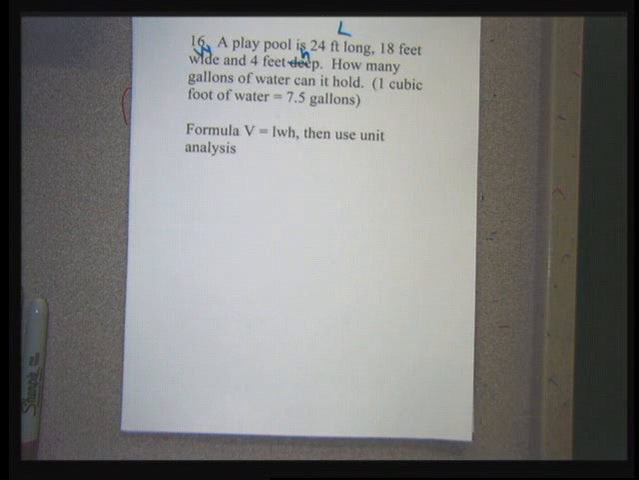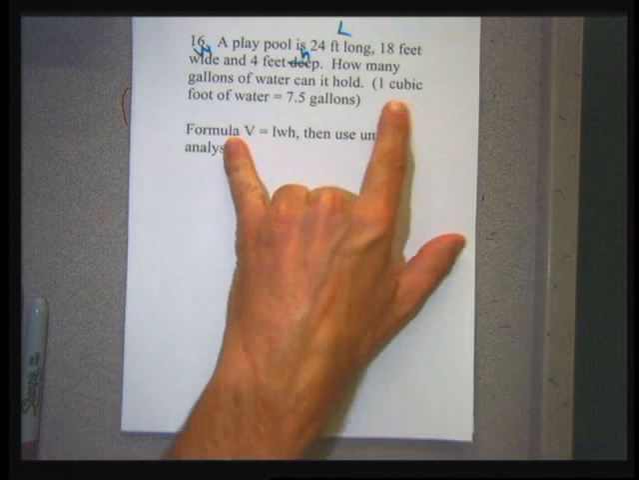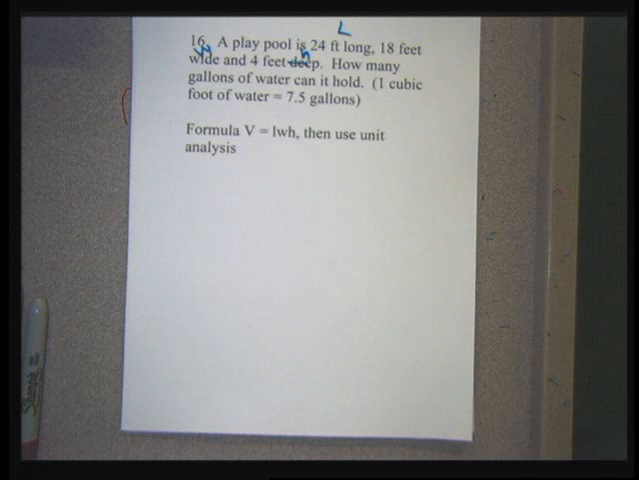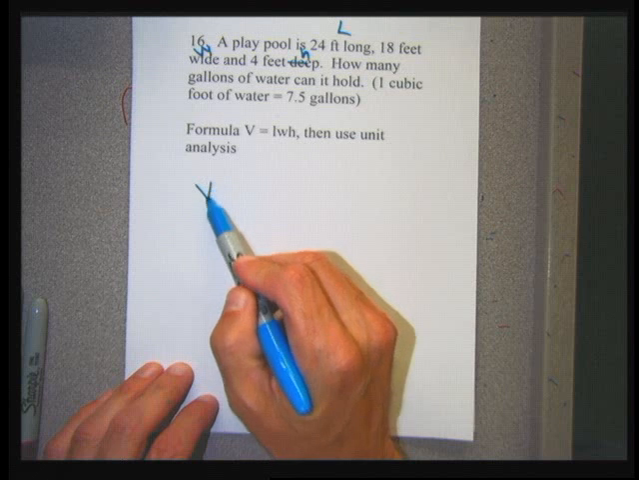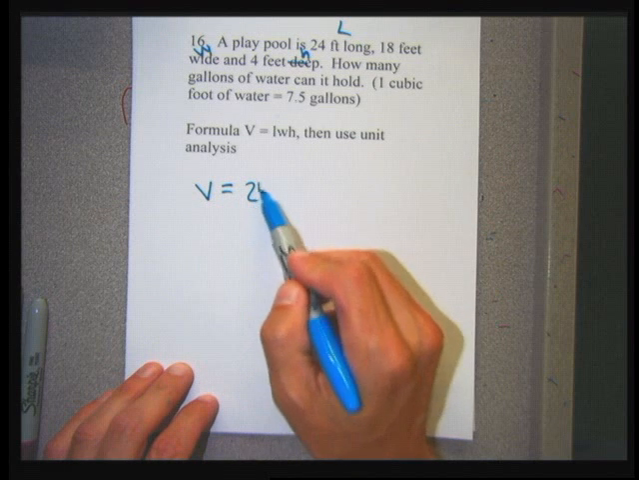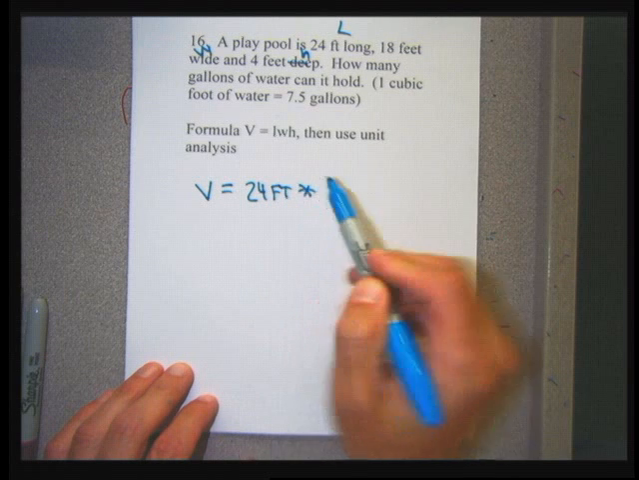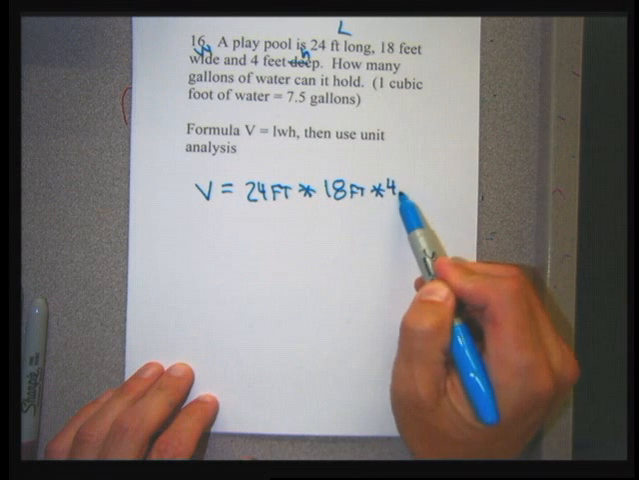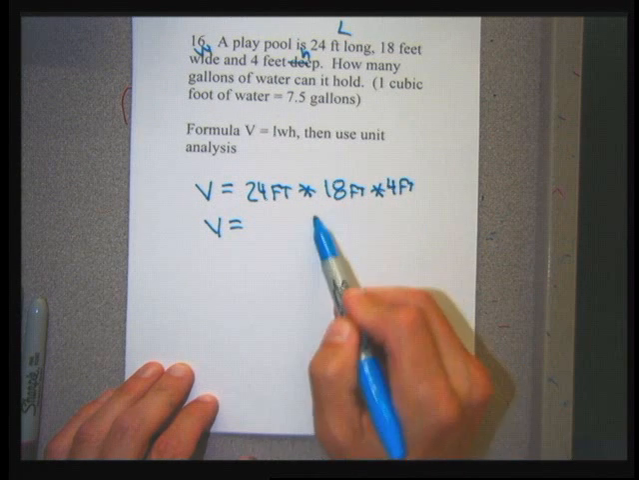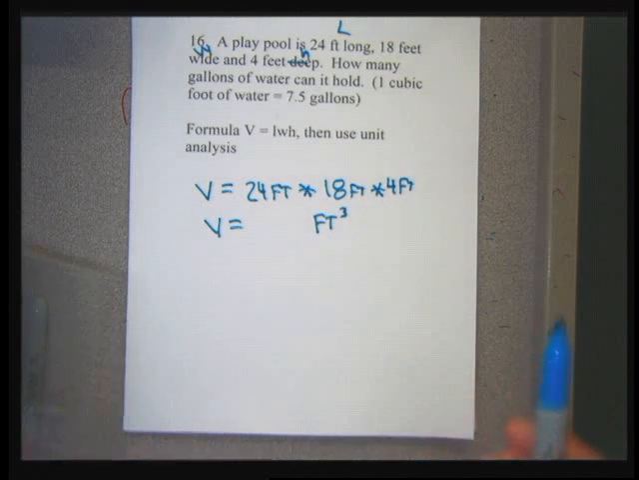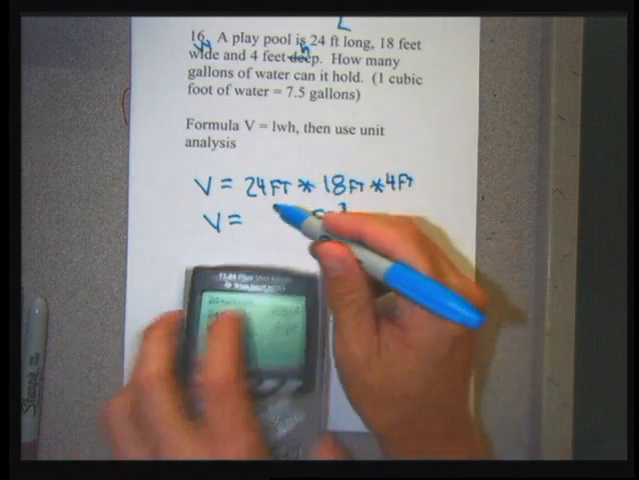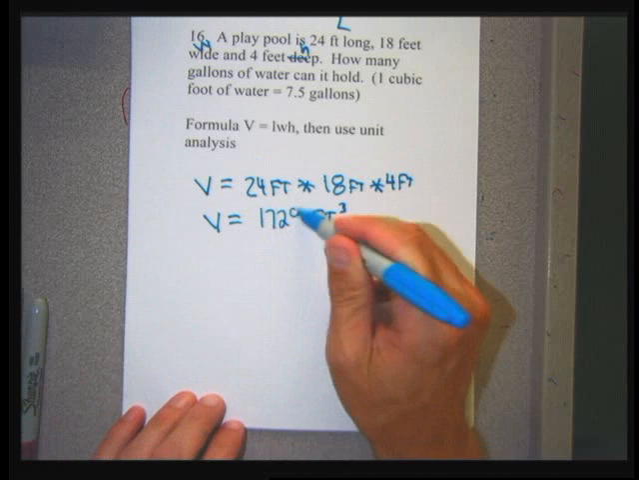Ask me how many gallons of water can it hold, and I see the relation that 1 cubic foot of water is 7.5 gallons. I need to first figure out the volume of the pool in cubic feet. The volume is the length, which is 24 feet, times the width, which is 18 feet, times the depth or the height, which is 4 feet. When I multiply those, feet times feet times feet give me cubic feet. And then I multiply the 24 times the 18 times the 4. The pool has a volume of 1,728 cubic feet.